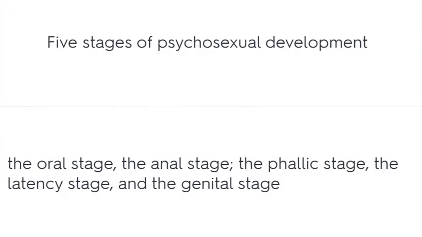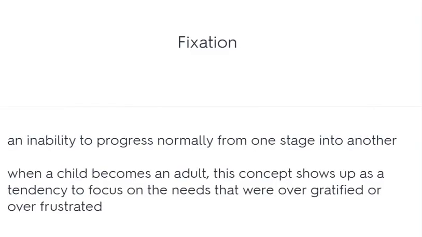5 stages of psychosexual development: the oral stage, the anal stage, the phallic stage, the latency stage, and the genital stage. Fixation: an inability to progress normally from one stage into another when a child becomes an adult. This concept shows up as a tendency to focus on the needs that were overgratified or overfrustrated.